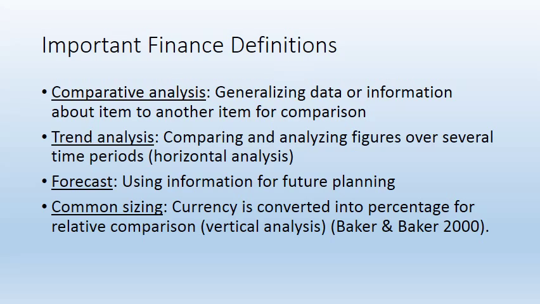Trend analysis is the process of comparing and analyzing figures over several time periods, also known as horizontal analysis. Forecasting is using information for the purpose of planning for the future. Common sizing is transforming monetary units or currency into percentages that can be evaluated on the same relative basis. This is also known as vertical analysis. Think of it that we are trying to compare items on an apple-to-apple basis. By doing this, we can make better judgment on how units are doing compared to other units.